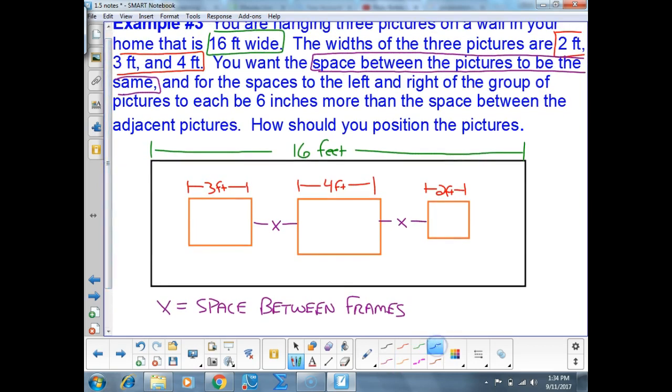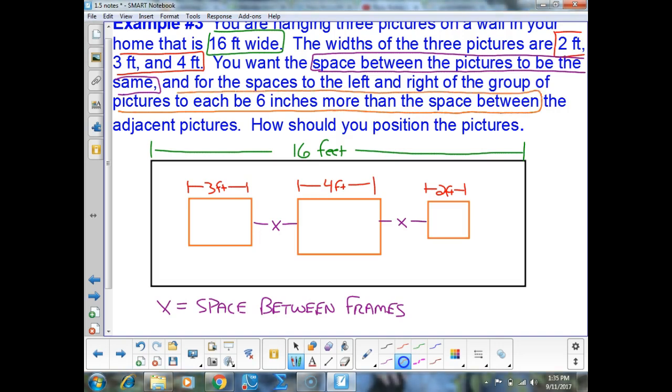Okay? One last piece of information is that one right there. The space to the left and the right needs to be 6 more inches. So how am I going to put that on my diagram? 6 plus X. Do we agree with 6 plus X? Okay. In parentheses, 6 plus X. Is that what goes here? Whoa, now we're talking 0.5. Where are you getting 0.5 out of 6?